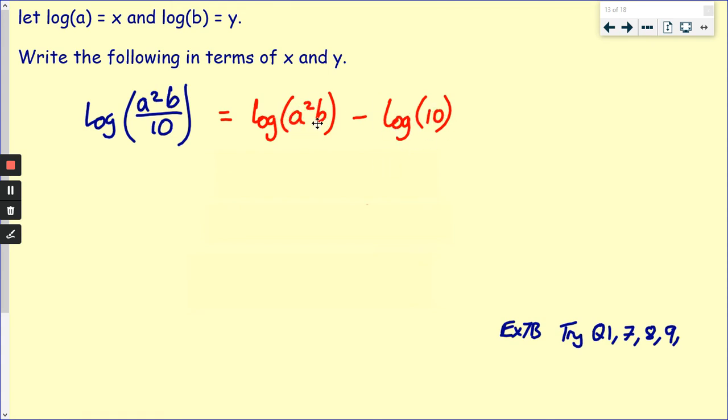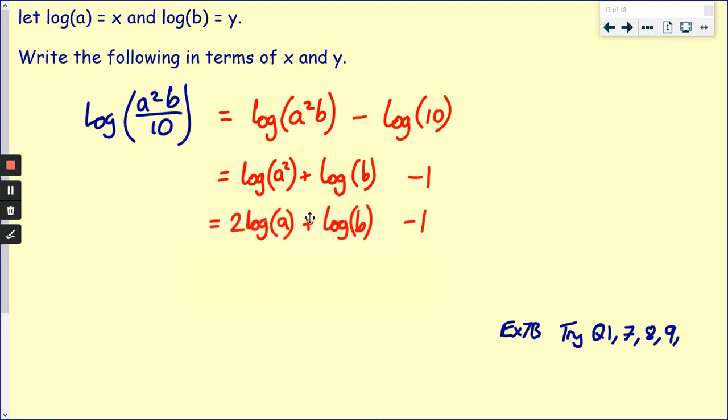And here, I'm going to treat this as one item times another item. So let's use the addition rule here to separate those two. Here we've got a minus 1. Finally, here we're going to use the power rule. We're going to be able to move this power to here to get 2 log of a. Nothing else changes. But we now have, this is x, this is y, according to our definitions at the beginning of the question. And there's our answer.